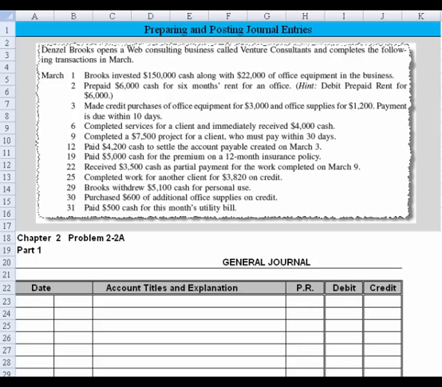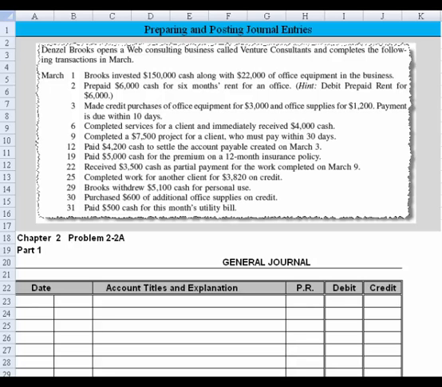Hi everyone. Let's take a moment and work through problem P2-2A, which appears on the screen, and it's one where we'll prepare and post journal entries. Okay, the problem appears at the top. Denzel Brothers opens a web consulting business called Venture Consultants and completes the following transactions in March.